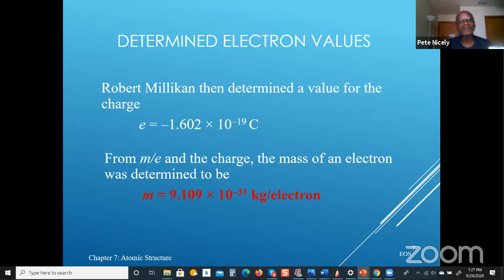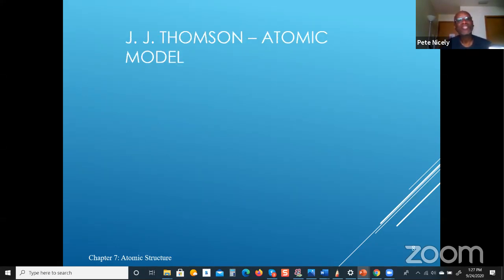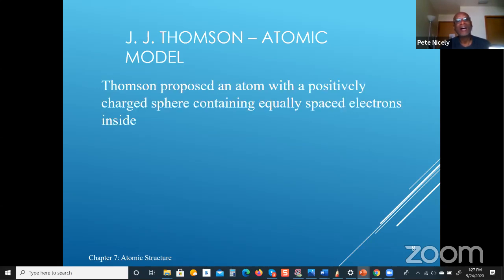Okay, so this now begs the question: now that we know that we have electrons present in atoms, how are they arranged? How are they put together in the atom along with the other particles, protons and neutrons? So, you know, people came up with different models. J.J. Thomson's model was what we call in some textbooks the plum pudding model.